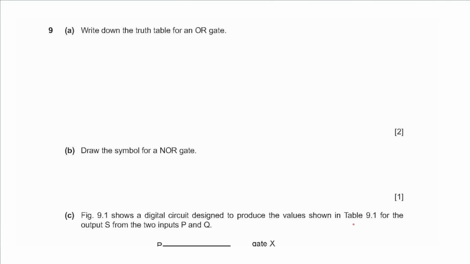Question 9 is about logic gates, so you can skip this question for the new syllabus. Part A says write down the truth table for an OR gate. So we have two inputs, input 1 and input 2, and we have one output for the gate. And the possible inputs are 0, 0, 0, 1, 1, 0, and 1, 1. And for an OR gate, whenever there is 1 in the input, the output will be 1. So only 0 and 0 will give 0 and all the other inputs will give 1s.